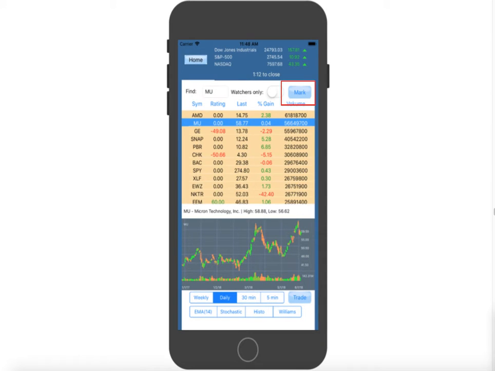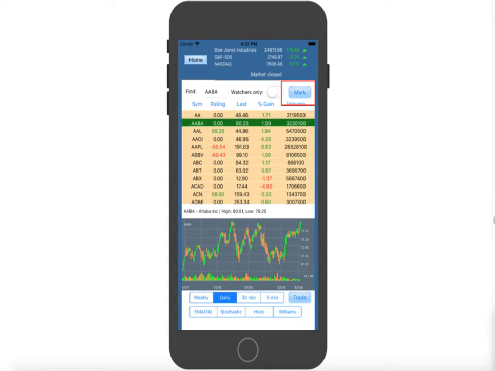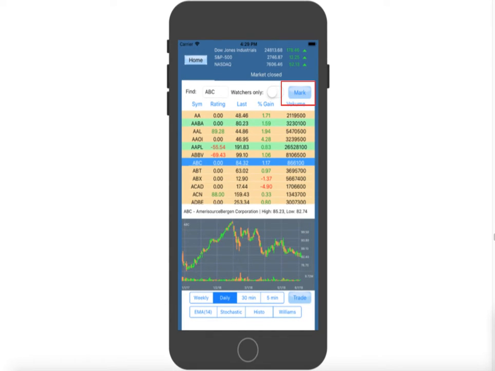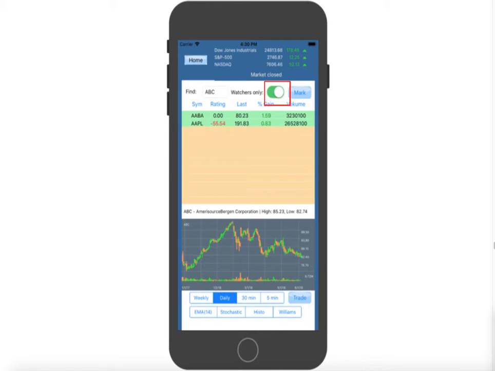Now, where I'm showing that red box is a button called Mark. Let's say you have a handful of stocks you'd like to monitor and keep your eye on. If you tap on it and then click Mark, it marks it with a different color. We're going to tap on that one and mark that, you see. Now, what's the use of that? Well, if you turn that switch on there, which says watchers only, then your stock list becomes just the ones you want to look at. So you can flip between that and then all stocks. Very valuable. And again, these numbers change and flicker in real time while the market's open.